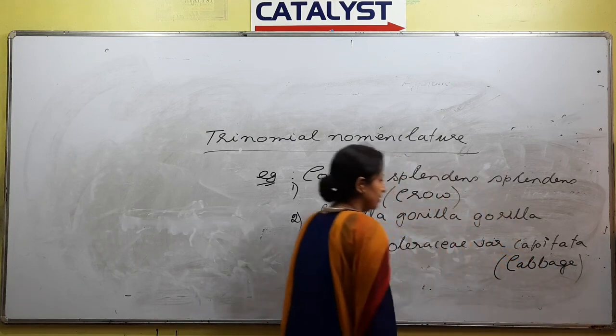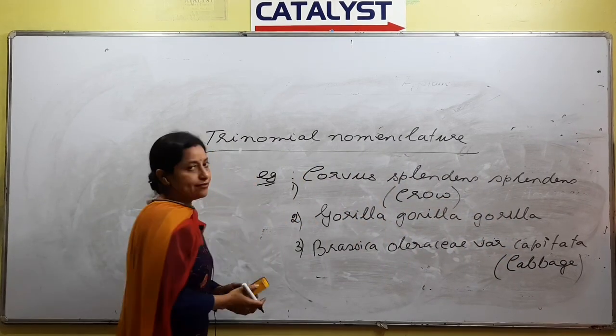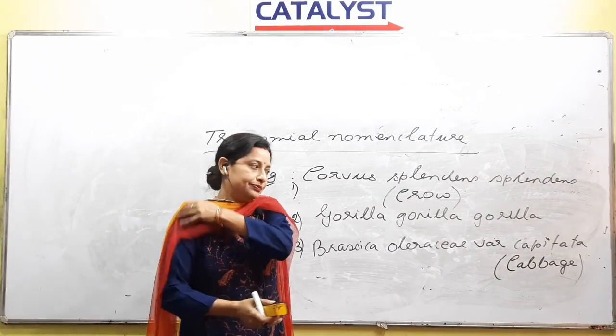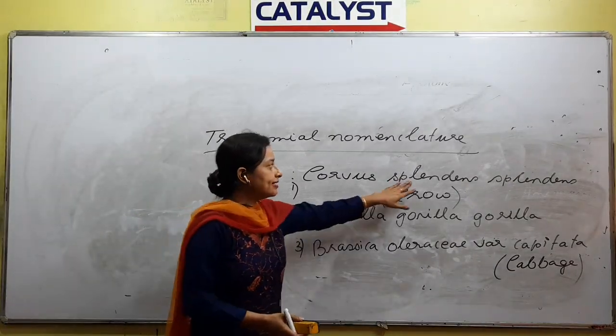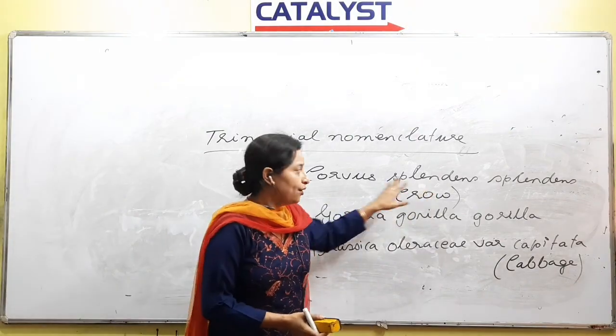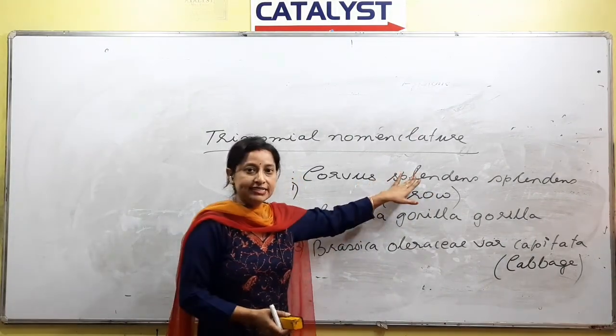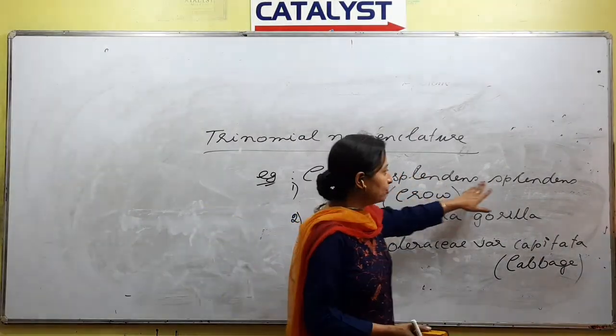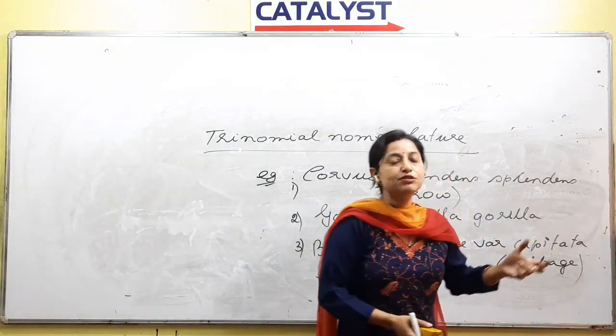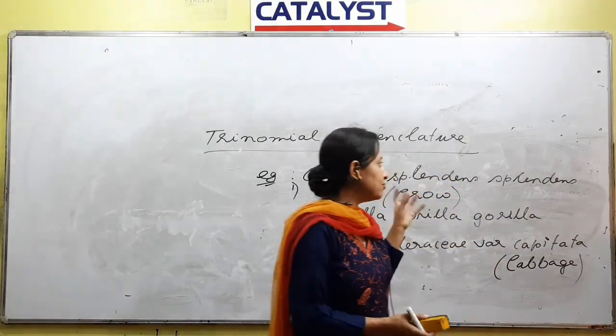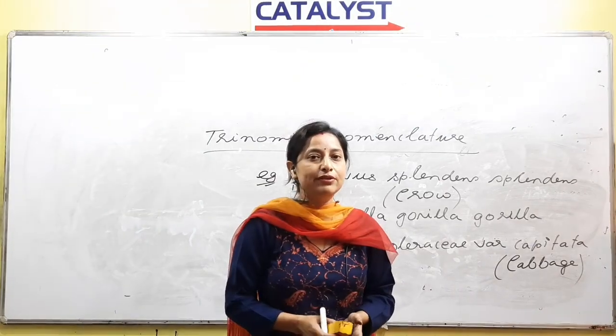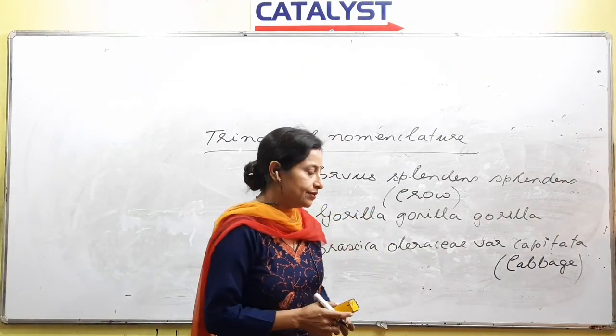Right, similarly we have so many other names. Corvus splendens: Corvus is the generic name, splendens is the specific name, but the species name, what is the third part, splendens? Subspecies, right? So three parts are considered here, and what do we call it? We call it trinomial nomenclature, right? Plant.